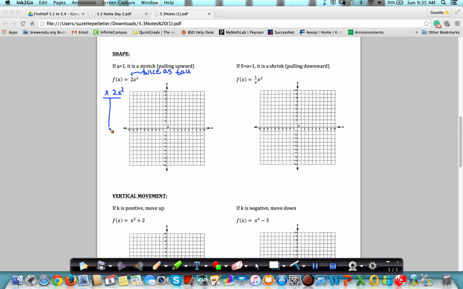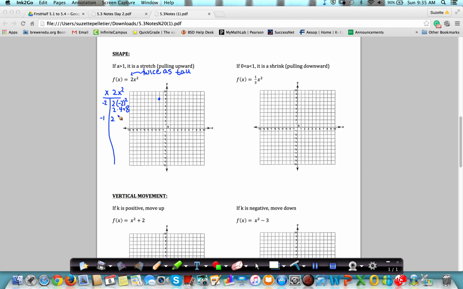2x squared, okay? So I'm going to do -2. So we have to do the squared part first, remember, according to Dear Aunt Sally and our order of operations. So we're going to square 2. -2 times -2 is +4, and 4 times 2 gives me 8. So at -2, I'm now at +8.